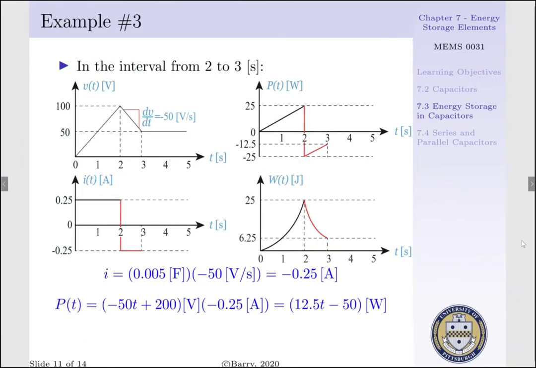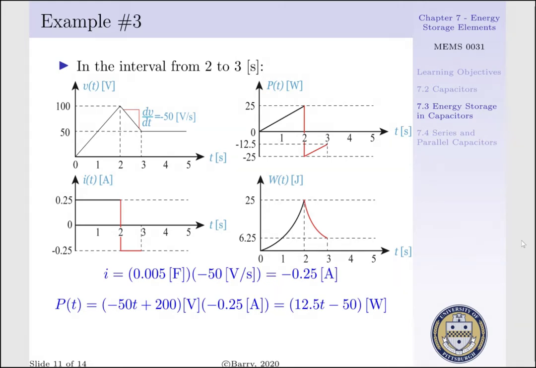Our power, which is equal to our current times our voltage, is equal to minus 0.25 amps times our voltage. Our voltage is described as minus 50T plus 200. Recall an equation for a line: y is equal to mx plus b. m is our slope, i.e. minus 50. b is our y-intercept, i.e. 200. So our power is 12.5T minus 50 watts. And this is valid within the range of 2 to 3 seconds.